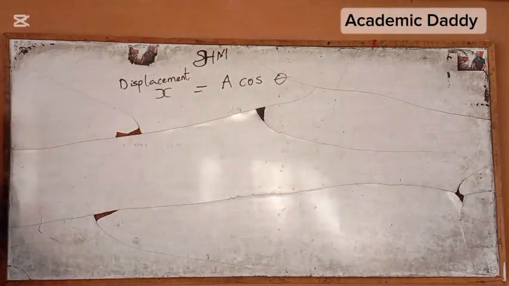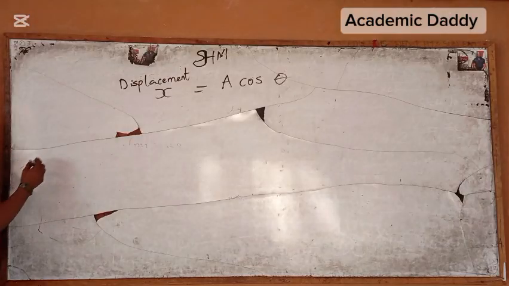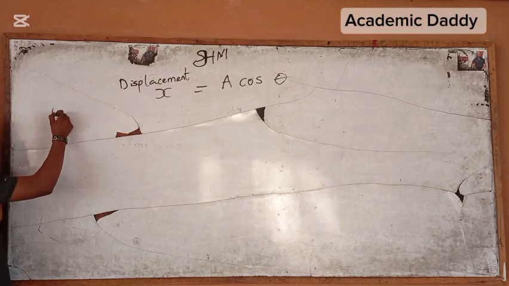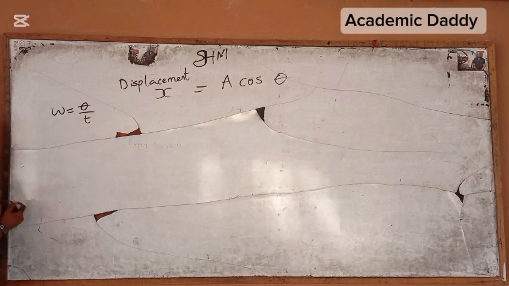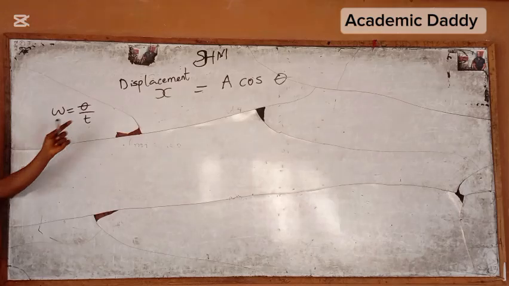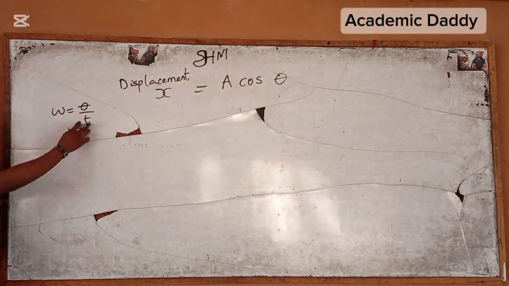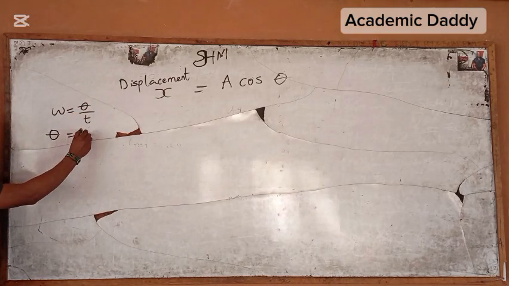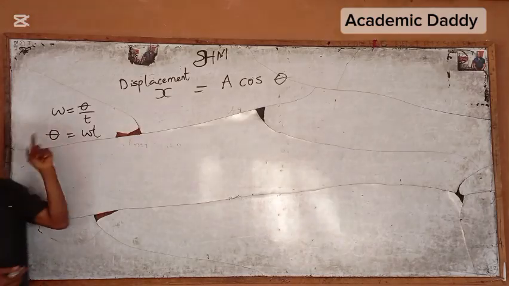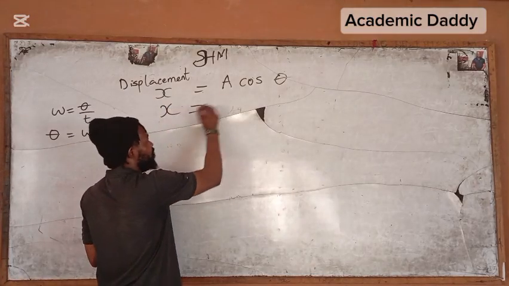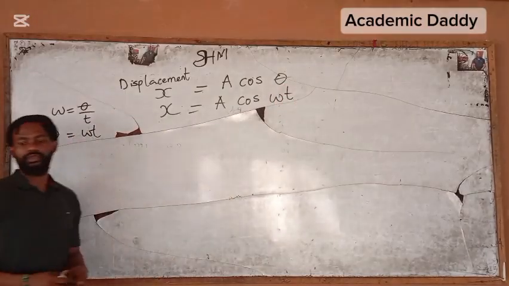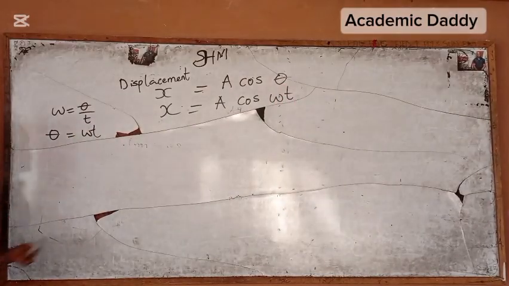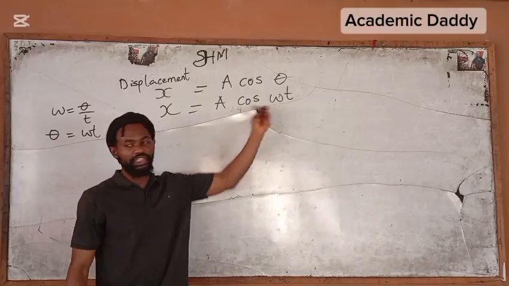And from that equation we got when we did circular motion, W is equal to theta over T. When you make theta the subject of the formula, theta is the same thing as WT. So that means displacement is the same thing as saying X equals A cos WT. So that is why simple harmonic motion is given by this.